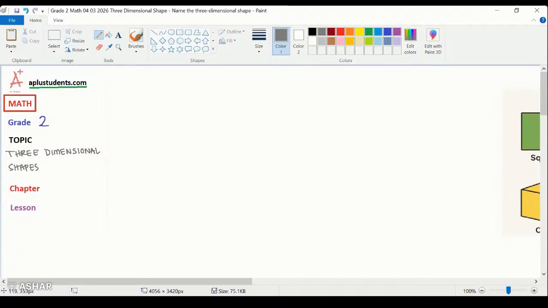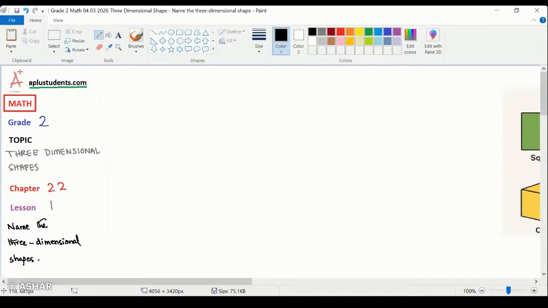I'll give you the chapter number and the lesson number. The chapter number is 22, and the lesson number is 1. And the name of the lesson is, today you will try to name the 3-dimensional shapes. Okay.